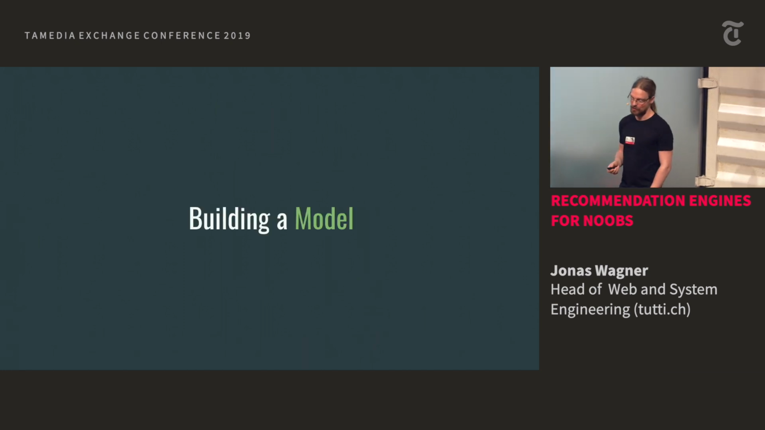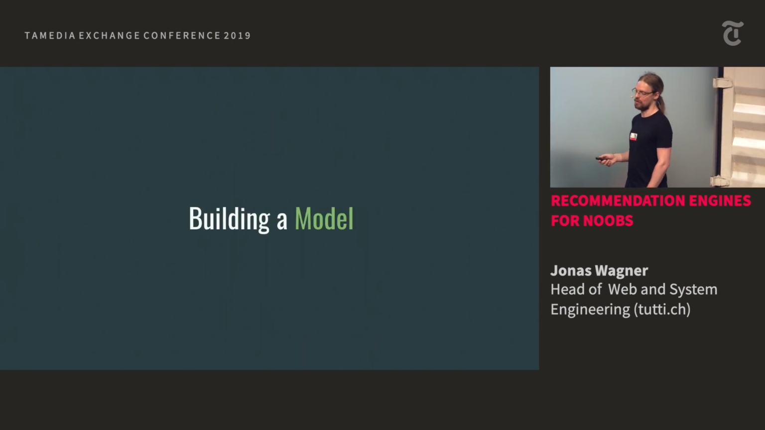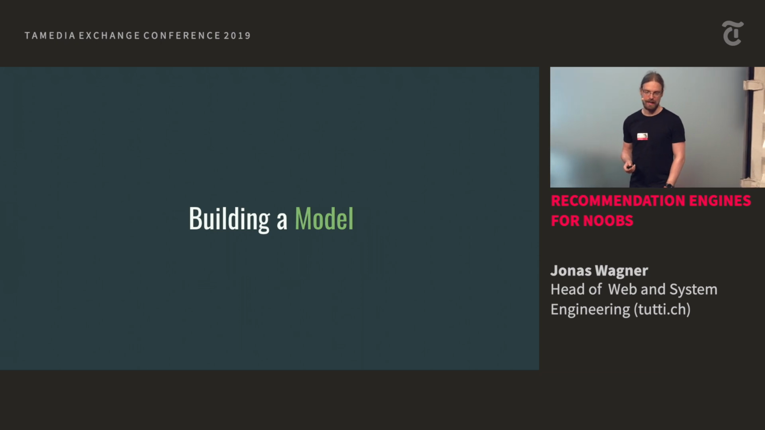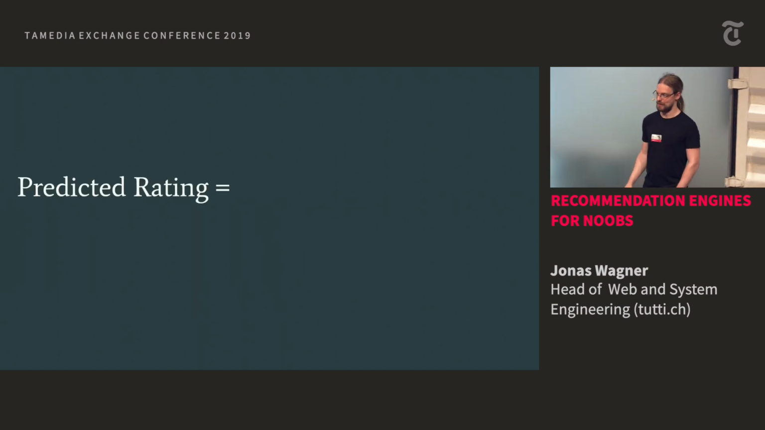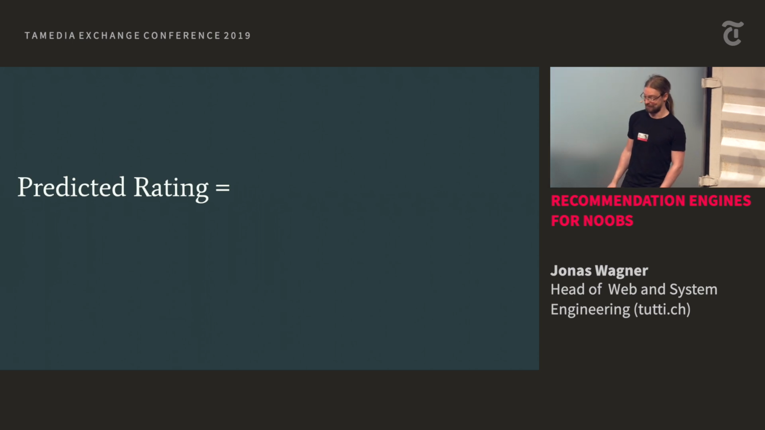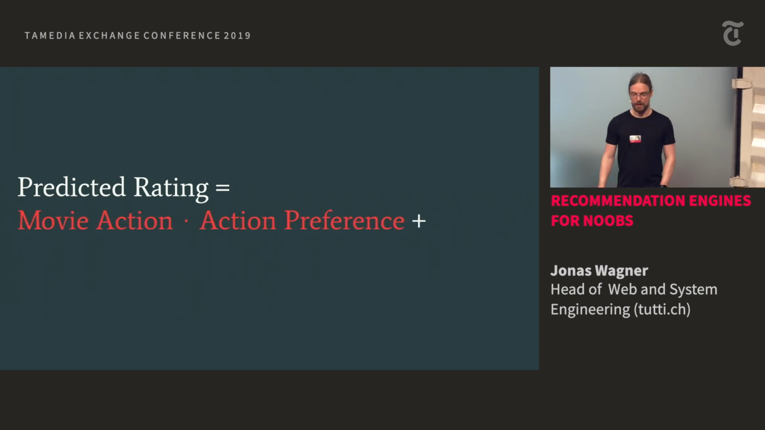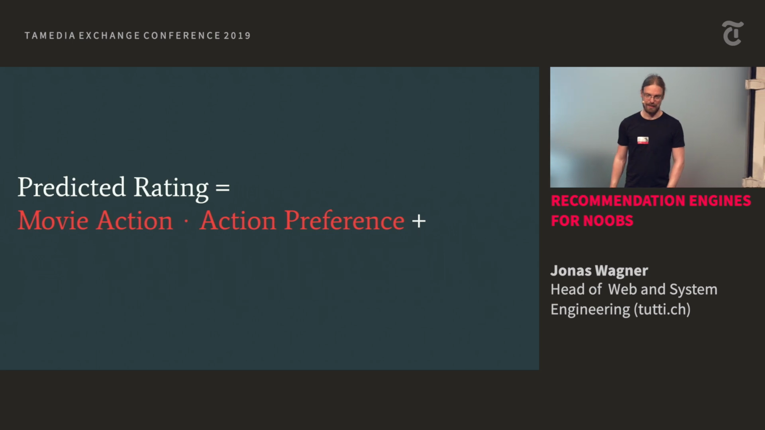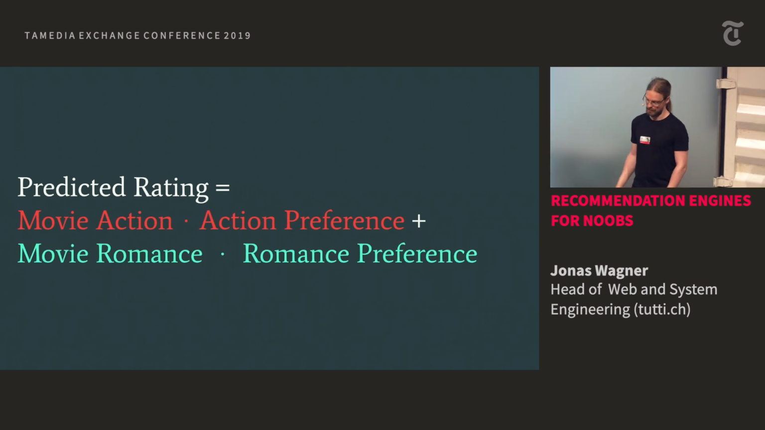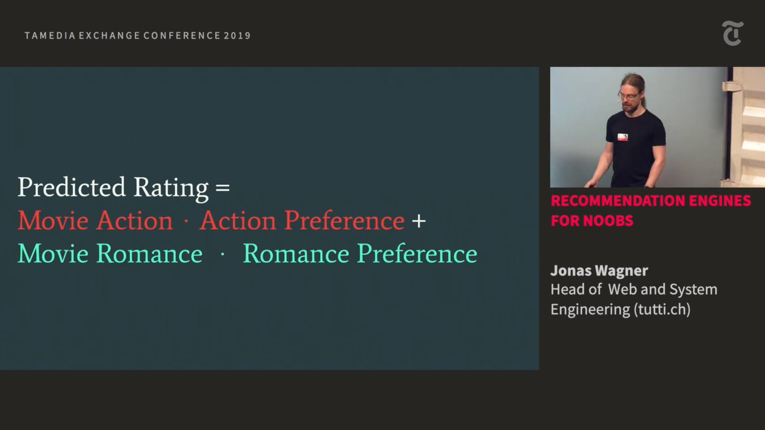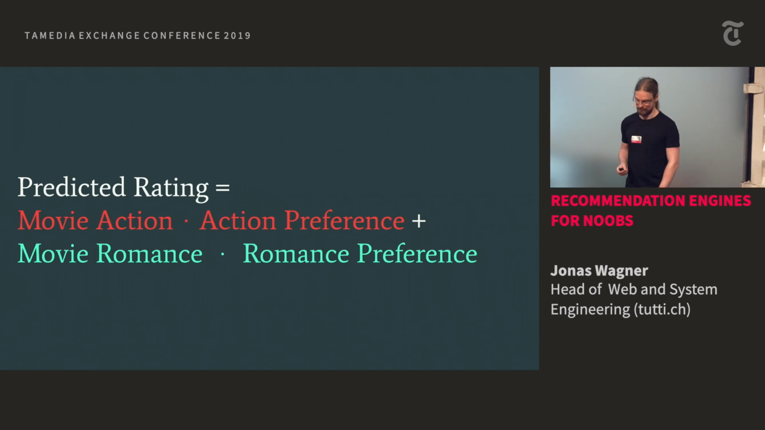So now with this setup, we can start building a model. Our model is going to be an absolute oversimplification of reality, but that's what cool models do. So our predicted rating, and yep, it's going to be a little bit of math, is how much action there is in a movie times how much a user likes action, plus how much romance there is in a movie, multiplied by how much a user enjoys romantic movies.